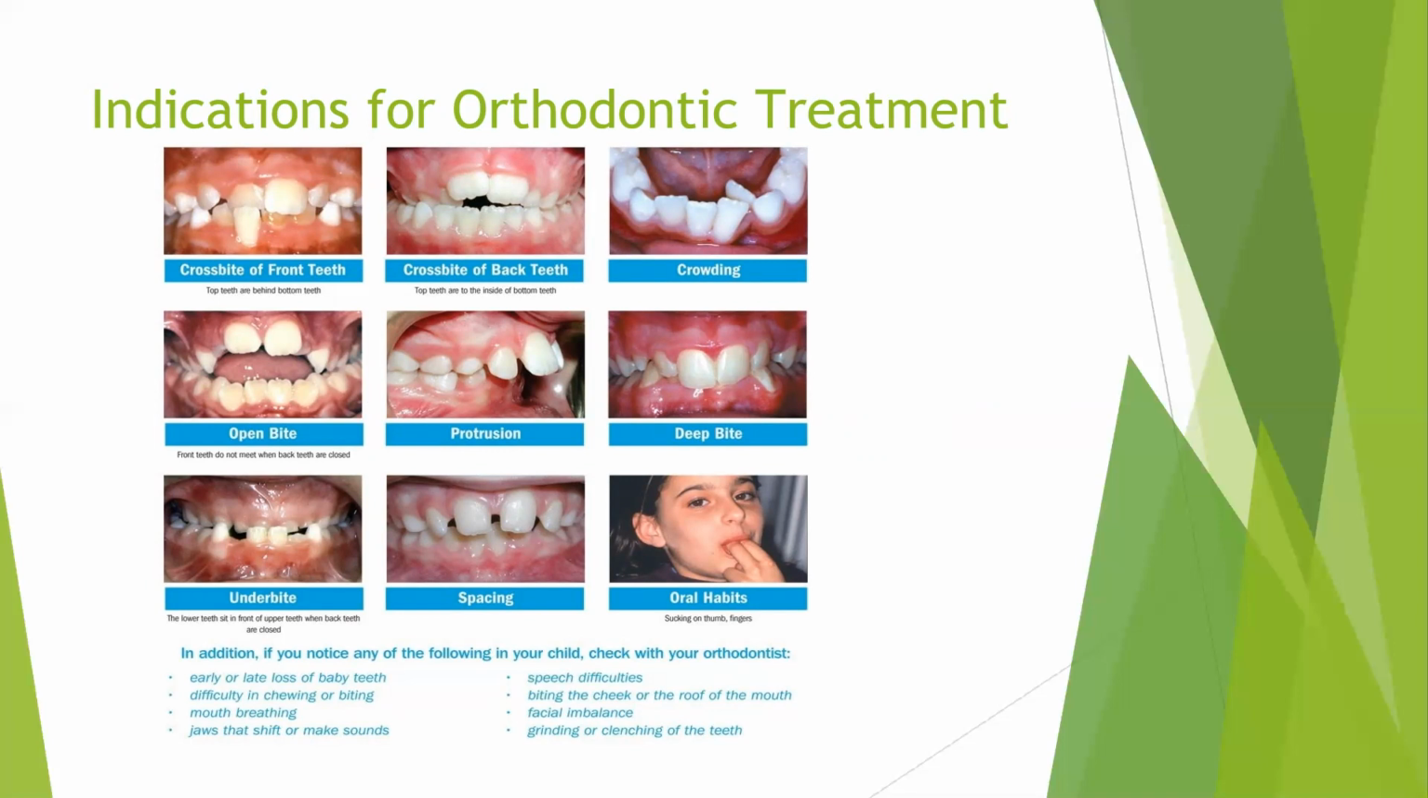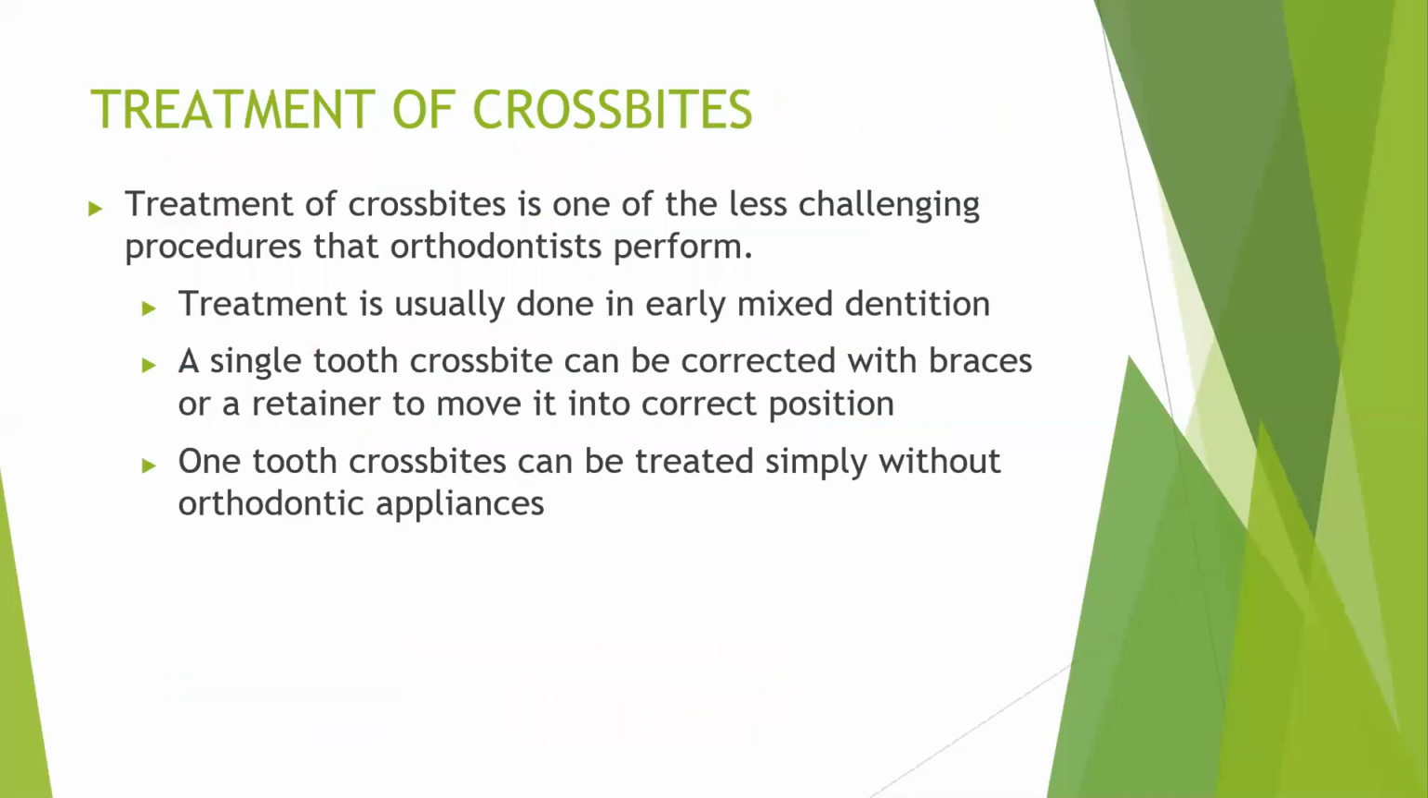The lower left is an underbite or anterior crossbite or full crossbite, if you want to call it that, and spacing in the arches, and then a picture of a patient sucking on their fingers, which is an oral habit that has a great effect on developing malocclusion.